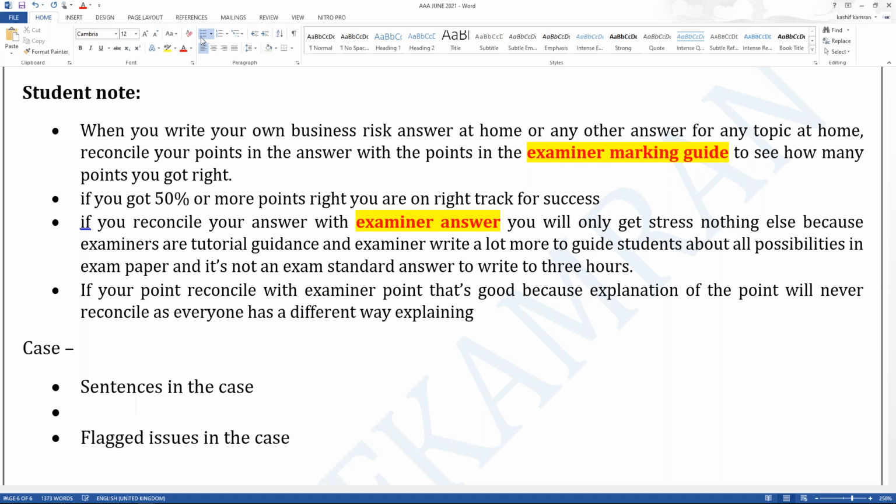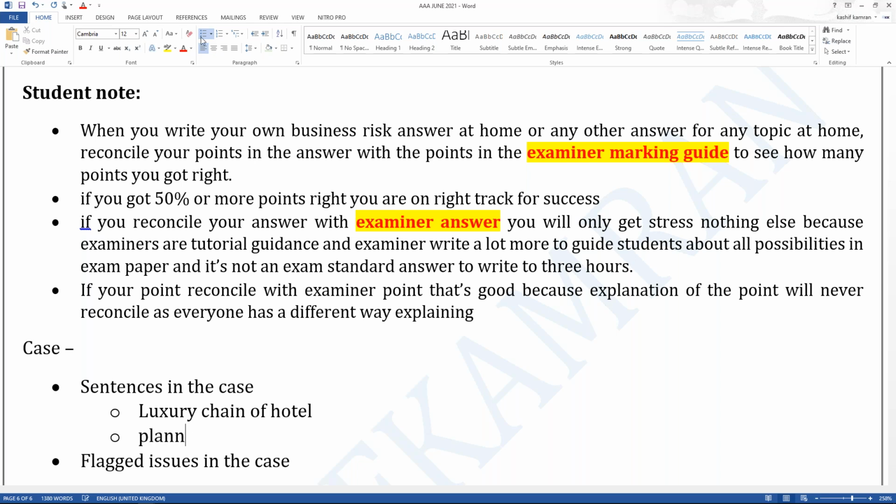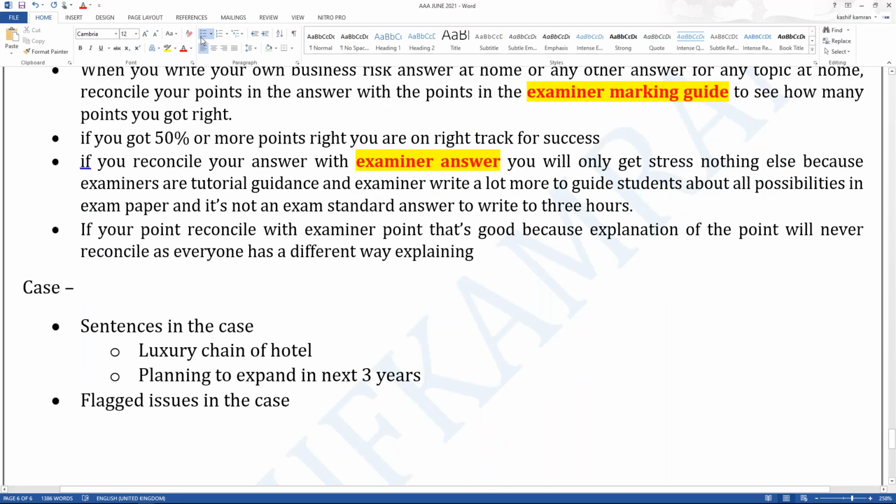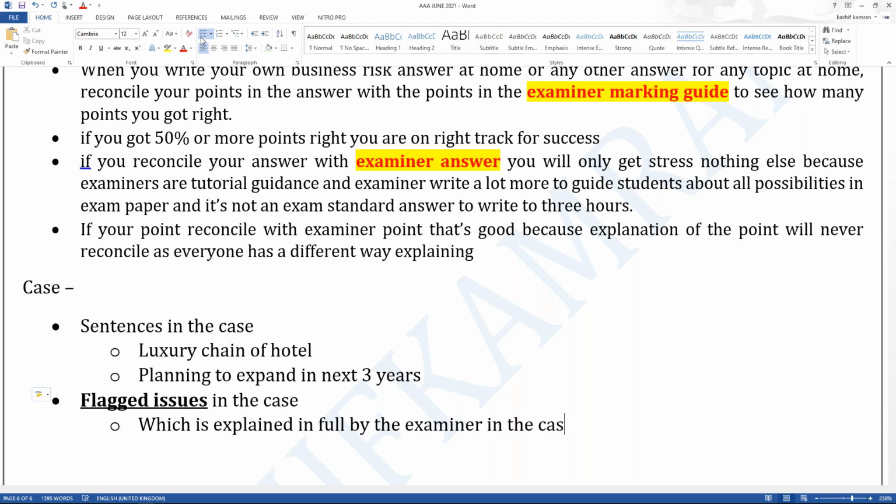Sentences like luxury chain of hotels, or planning to expand in the next 3 years, are just sentences. The examiner likes a student to write a business risk, an audit risk, or a risk of material misstatement from the flagged issues in the case. Now, what is a flagged issue? A flagged issue is the one which is explained in full by the examiner in the case study.